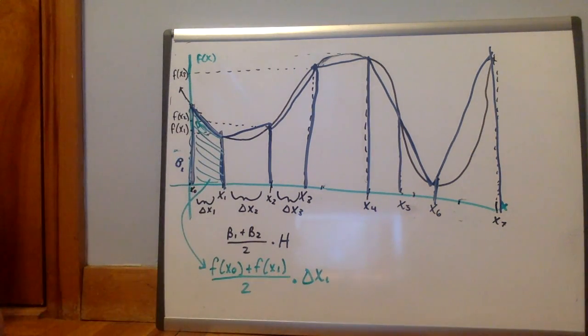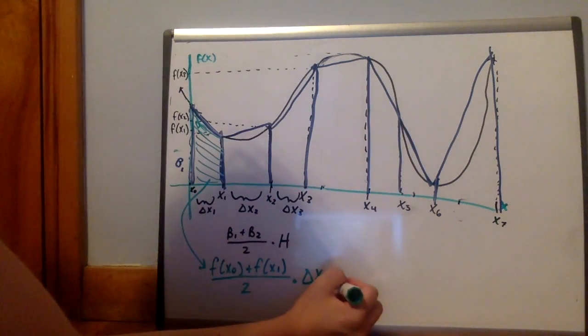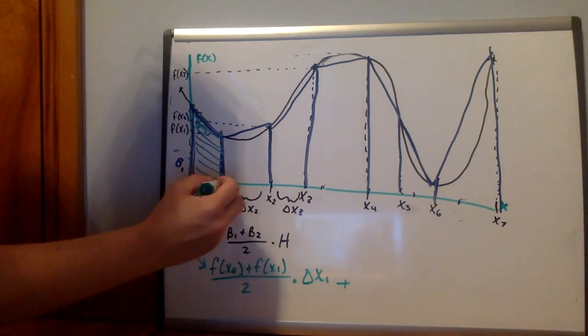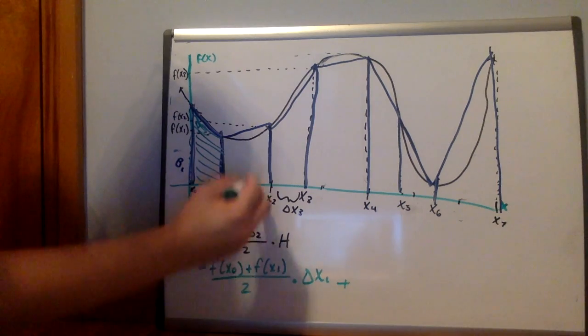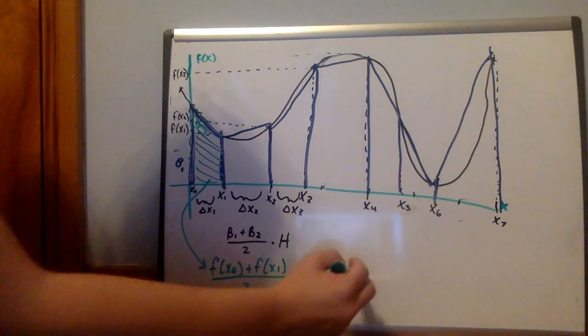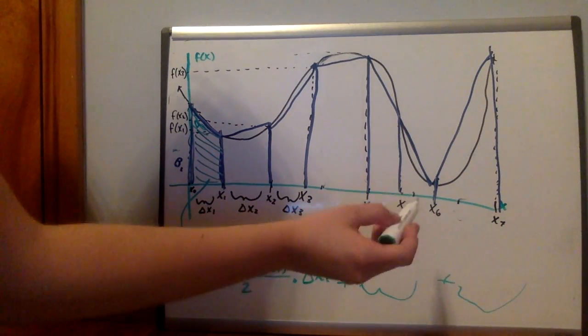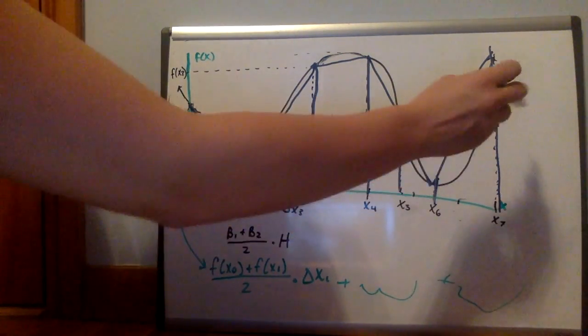And then we're going to keep adding up all of these trapezoids. So then plus this one, which is f of x1 plus f of x2 over 2 times delta x2. Plus, and then we're going to get another one, and another one, and we're going to do all the trapezoids that we have made.